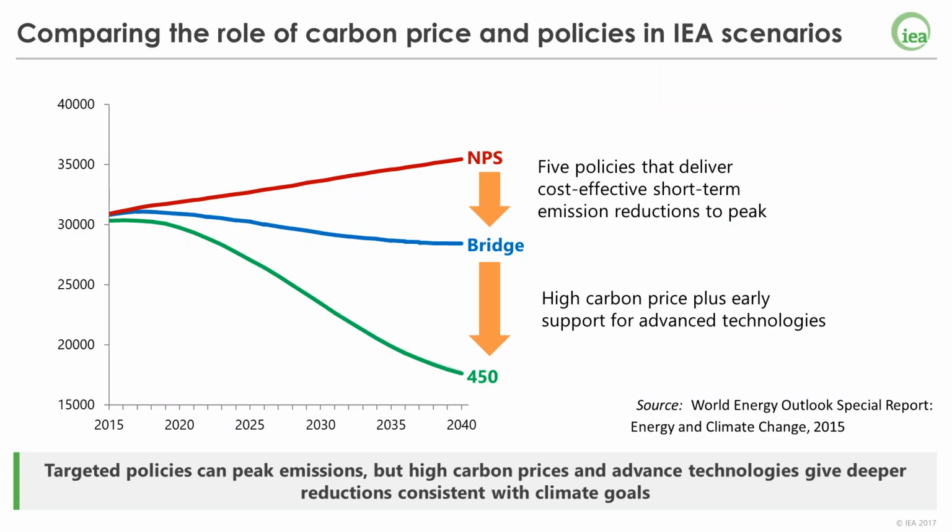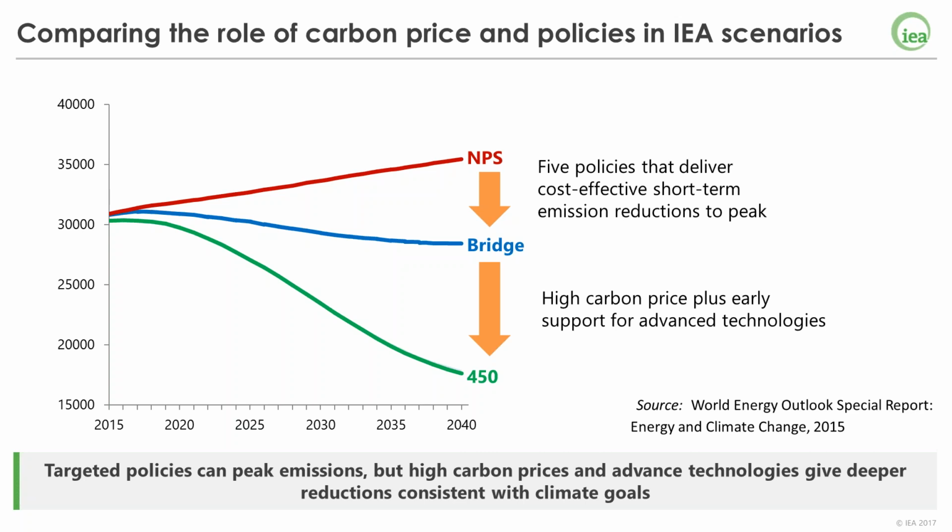But let's look at the results. So we mainly approach this question by looking at a bridge scenario, differences between the bridge scenario and the 450 scenario. And this scenario has the same moderate carbon prices as the baseline New Policies Scenario, but it adds targeted energy policies like support for energy efficiency and renewable energy, as well as phase out of fossil fuel subsidies that act in the short term to deliver immediate emission savings and peak global emissions before 2020.